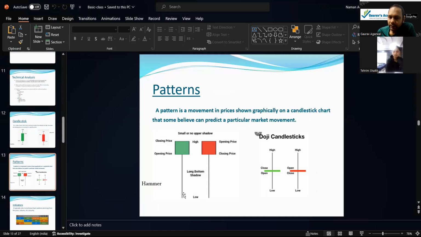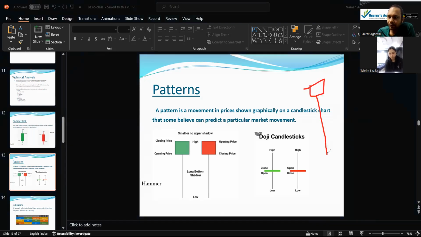Okay. So the first candle is hammer, right? You might have seen a hammer in your home also. The shape of the hammer will look like this, right? This is the shape of the hammer. If you have seen one in your home, the hammer will look like this only. There's a top here and there is a stick like this. So this is basically a hammer candlestick.